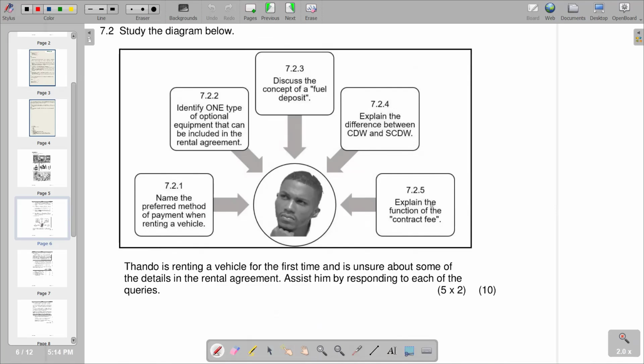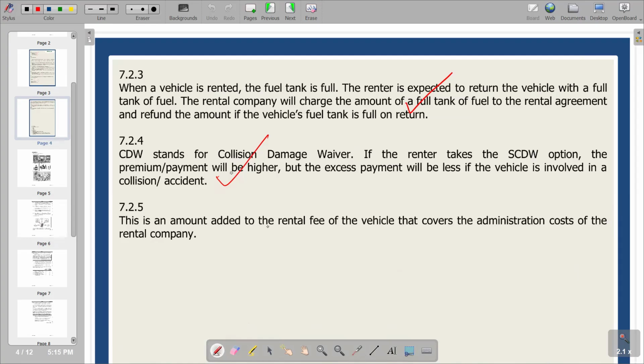So that's the explanation. Moving on to the next part, which is now going to be 7.2.5, explain the function of the contract fee. So the contract fee is just an amount that is going to cover administration cost. So it's going to be an additional amount. So the explanation is that it is an amount added to the rental fee of the vehicle that covers the administration cost of the rental company. So that becomes the last part of the question that we are looking at.